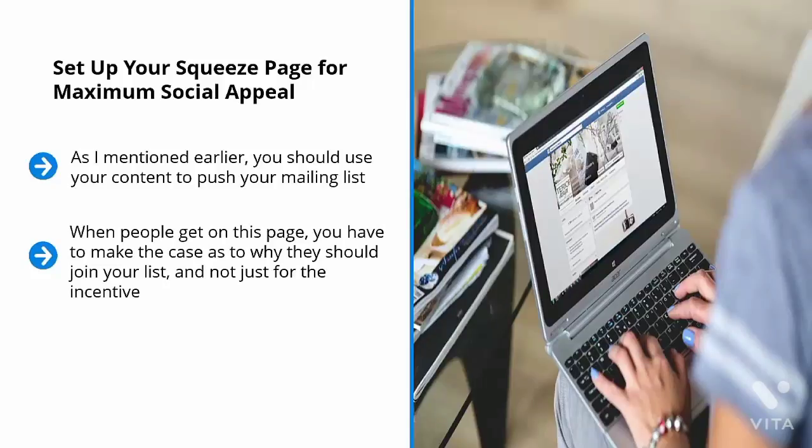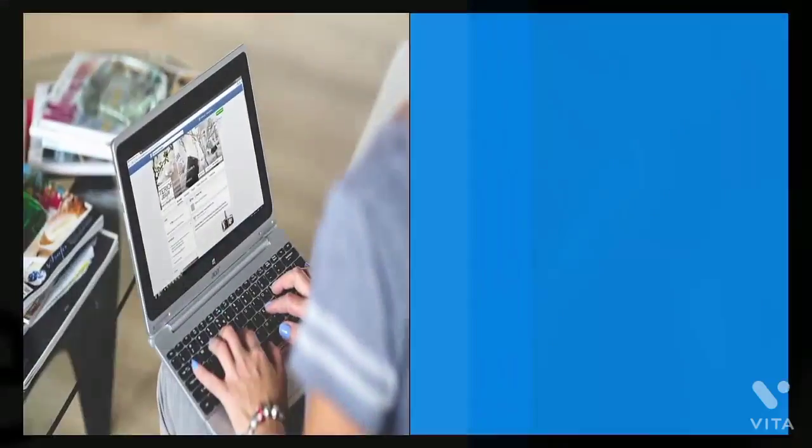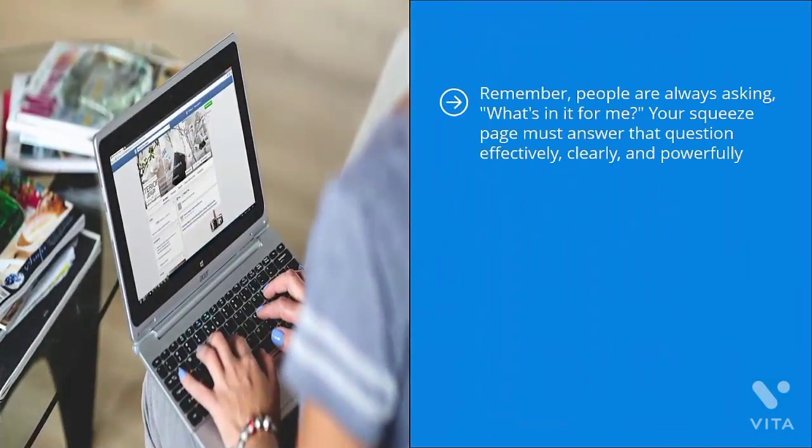While the incentive takes a big chunk of the real estate of a squeeze page, you should be clear about the fact that people are signing up to your list. With that said, you have to make your case. Why should people bother with your updates? Why should people stay on your mailing list? What kind of value would they get? Remember, people are always asking what's in it for me. Your squeeze page must answer that question effectively, clearly, and powerfully. Your squeeze page must be well designed enough to be able to make that connection, while at the same time, it must be easy to market on social media.